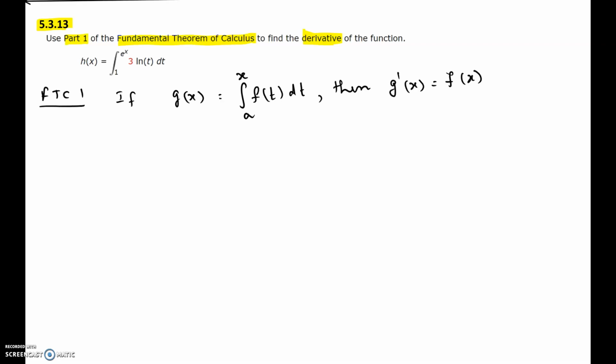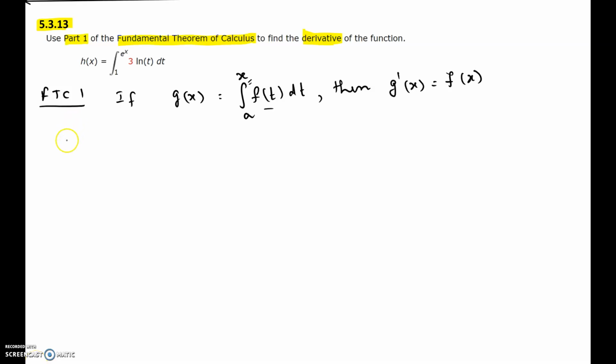The fundamental theorem of calculus, part 1, states that if g of x is the integral from a to x of f of t dt, where a is a definite limit and x is a variable, then the derivative of g of x with respect to x is the integrand with the variable t replaced by the upper limit x.